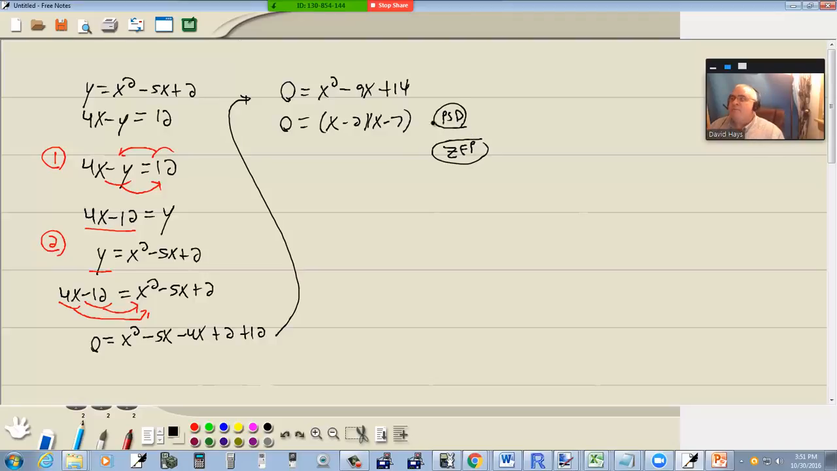Now zero factor property. You get 0 on one side, you factor the other side, you set each factor equal to 0. So I'll set x minus 2 equal to 0, and I'll set x minus 7 equal to 0, which gives us 2 and 7.